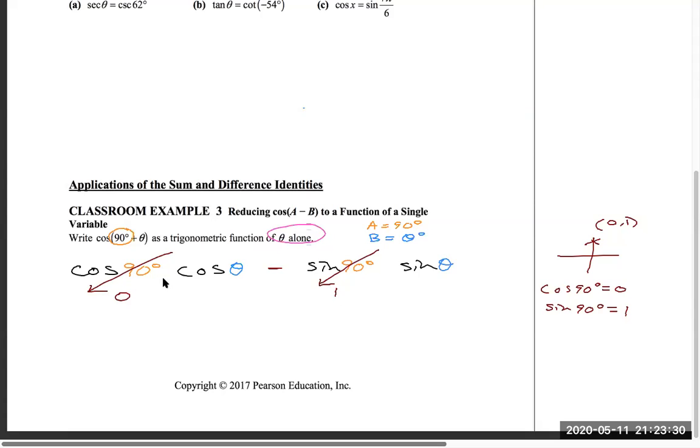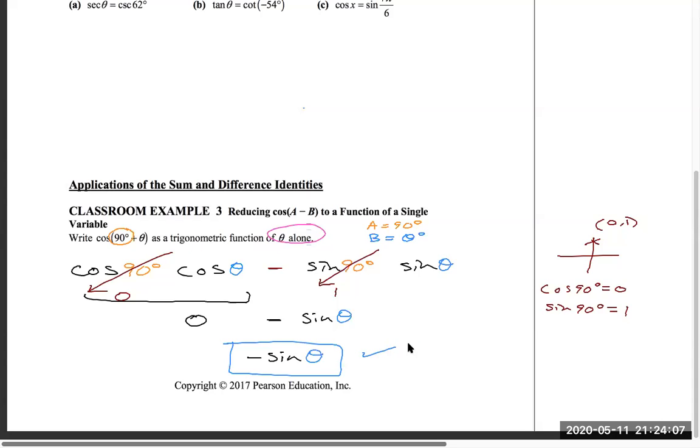0 times anything is going to be 0. So let's write a 0 over here for this whole part. And then we're subtracting. We have 1 times sine theta. That's sine theta. So 0 minus sine theta, that's going to be negative sine theta. Now we have a trig function of theta alone. All right, so far so good.